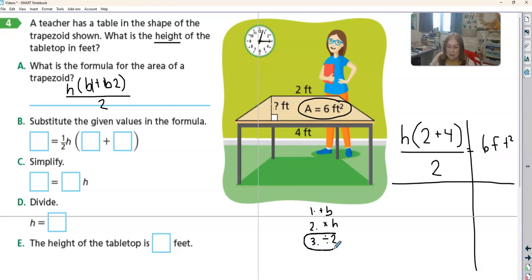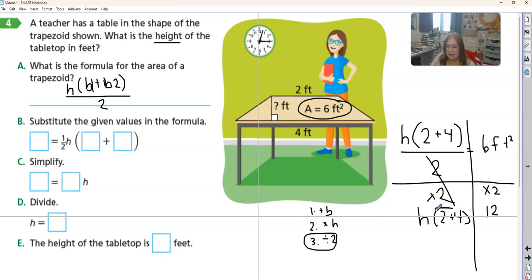The first thing was divide by 2, so we need to undo that. The opposite of divide by 2 is times by 2. So these cancel out. Now I need to do 6 times 2 is 12. So over here we have h groups of 2 plus 4, and it equals 12. Now we don't know what h is, so we don't want to just move it to the other side. We're going to keep h here, so we'll skip that for now.